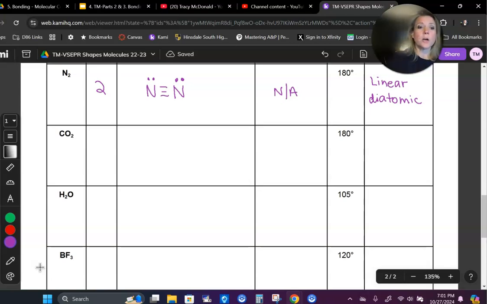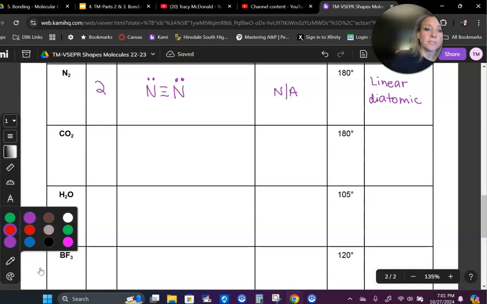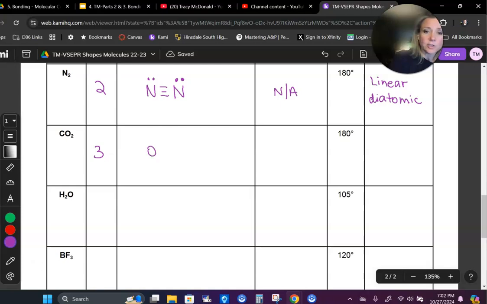Okay. For our next one, we have CO2, which is carbon dioxide. We have one carbon and two oxygen atoms. That means we have 3 atoms total. And my electron dot structure is going to look like this.